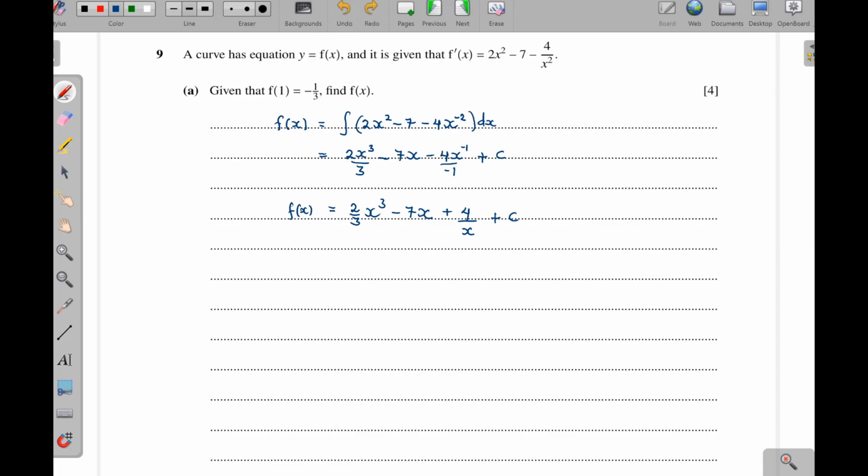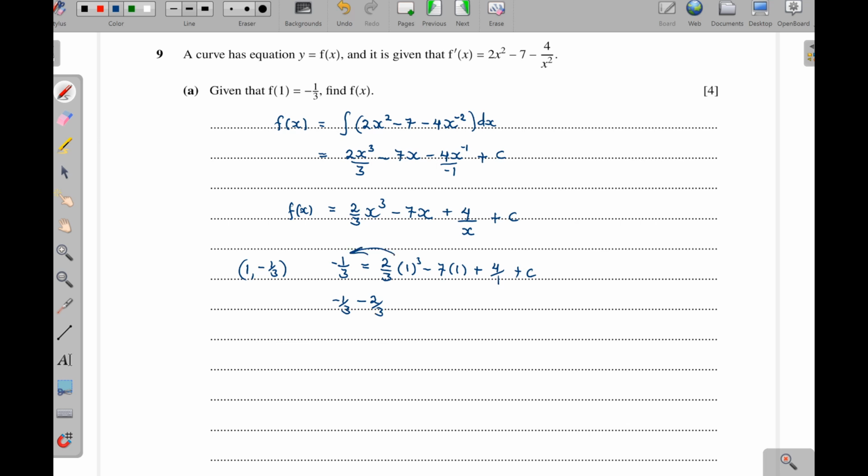This one means here that when x is equal to 1, then f of x is equal to negative a third. And if a point lies on the curve, that means its coordinates must satisfy the equation of the curve. So we have 1 and then negative a third. So our f of x is negative a third when x is equal to 1. So you put 1 wherever there is x, okay? 7 then times 1, then 4 over 1, then plus c. So this will be negative a third, then minus 2 over 3.